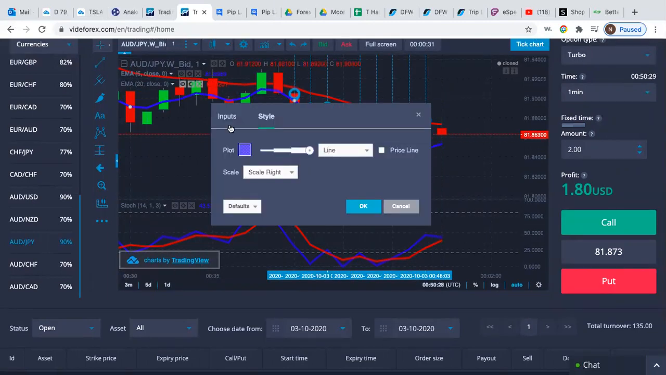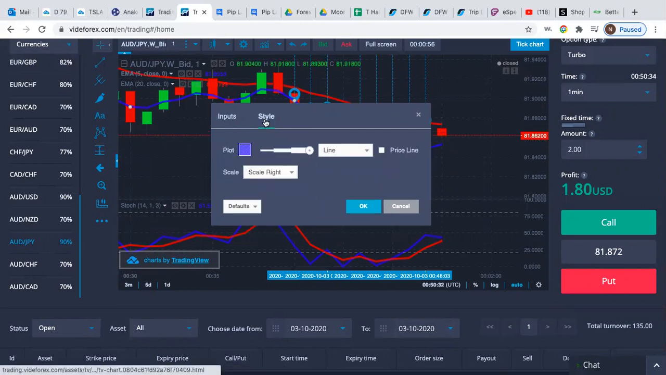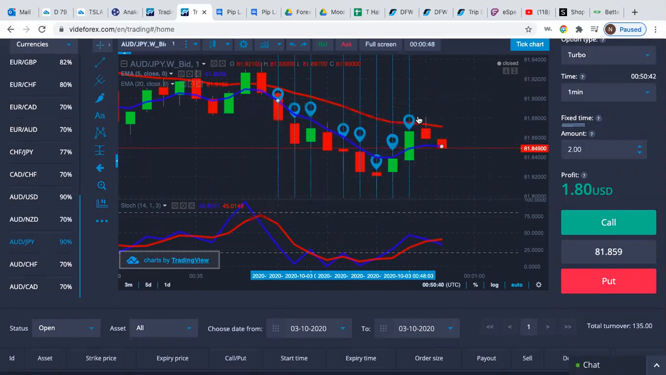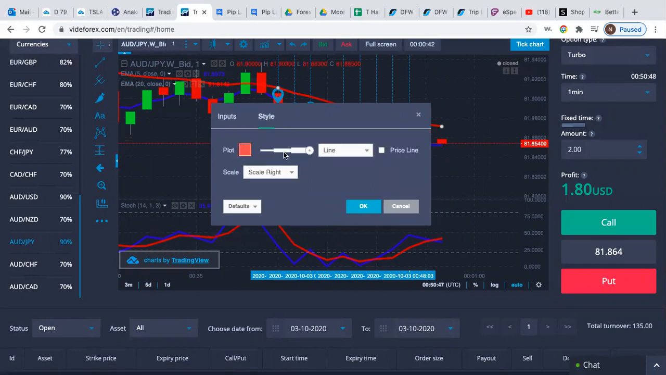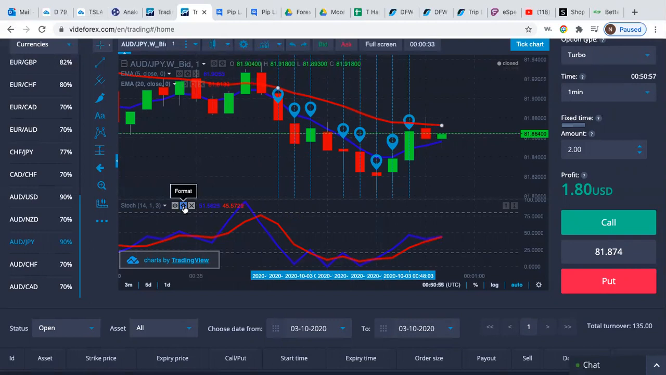On the settings, the input for the first one is 5. On the style, I move it all the way to the right so that I can see the color thickness, and it's blue. On my second one, the input number is 20. The style is red. And of course, I move it all the way to the right so that I can see the thickness. And my second indicator is the stochastic.